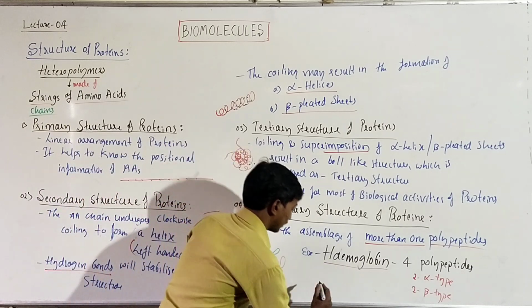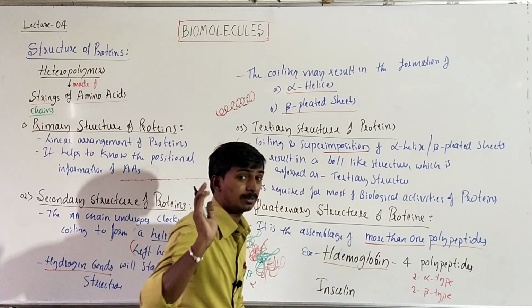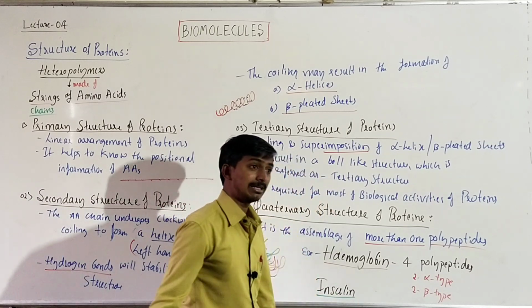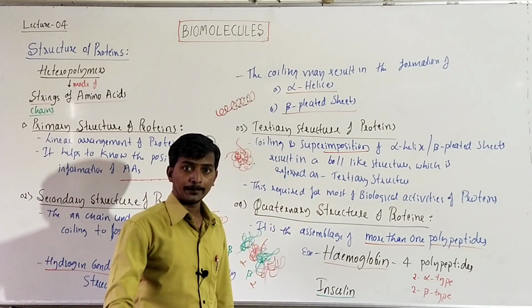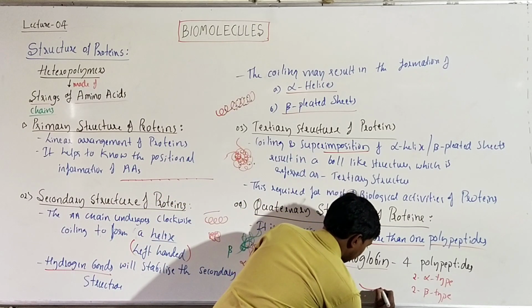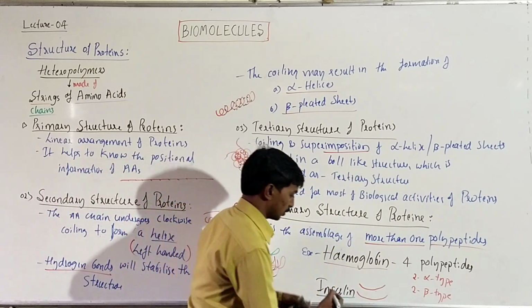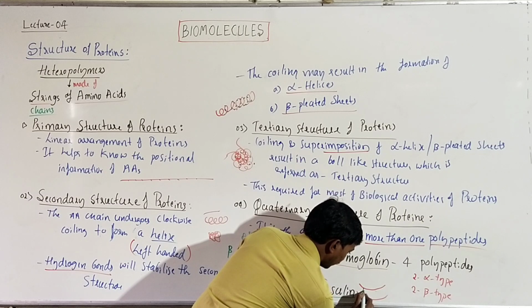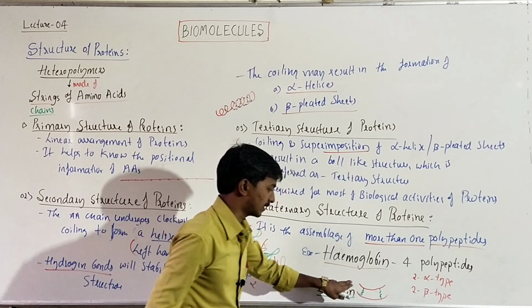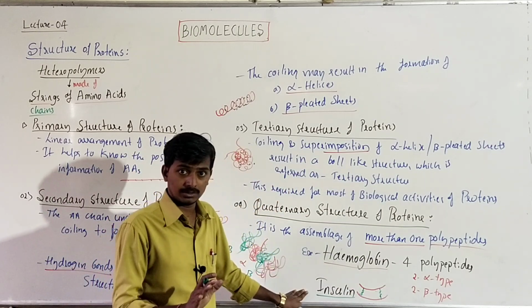Similarly, another example, human insulin. That's also a protein, remember. Hemoglobin is a protein, insulin is a protein. Insulin is made up of 2 polypeptides, 1 polypeptide, 2 polypeptides, right? And the 2 are joined to each other by disulfide bonds. This we'll study in second PU biotechnology. I'm just giving it as an example, okay, not for study.